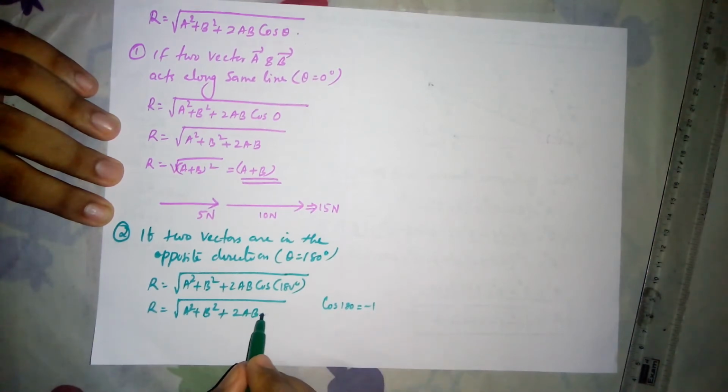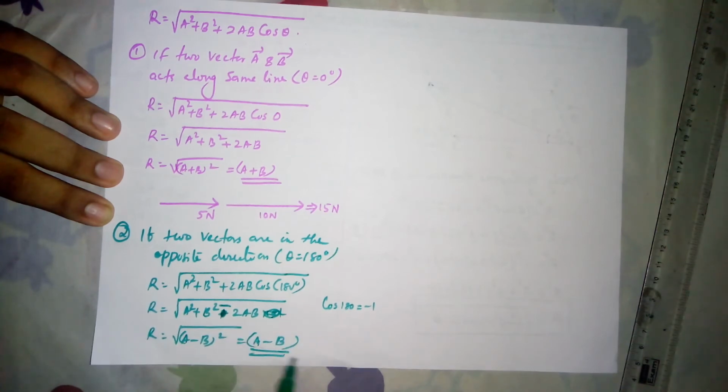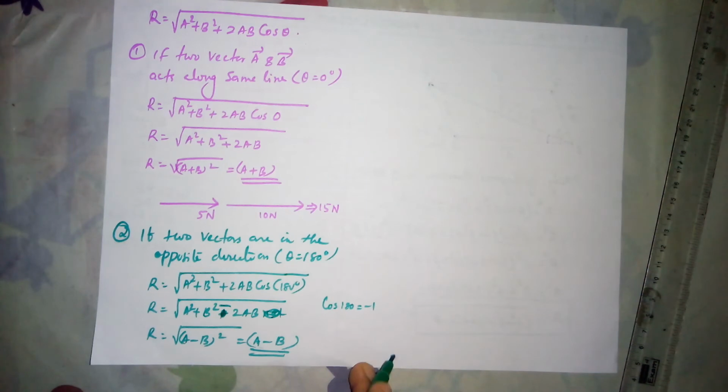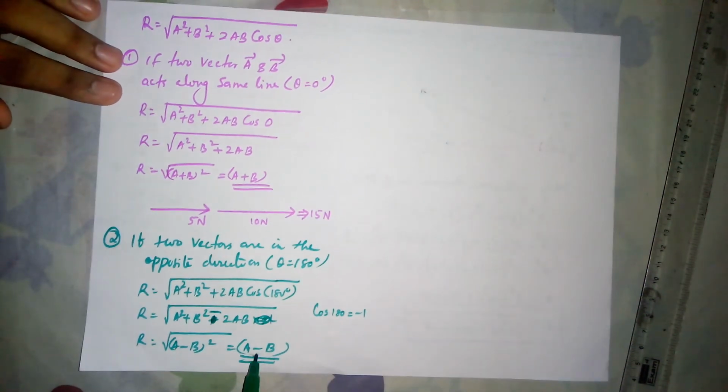So as this is multiplied by minus 1, we can write it here. This plus will become minus. So r is equal to square root of a square plus b square minus 2ab, which is equal to square root of a minus b whole square, which is equal to a minus b. Square root we are avoiding, then it will become a minus b. So if two vectors are acting in the opposite direction, then the resultant will be the difference between the two vectors.